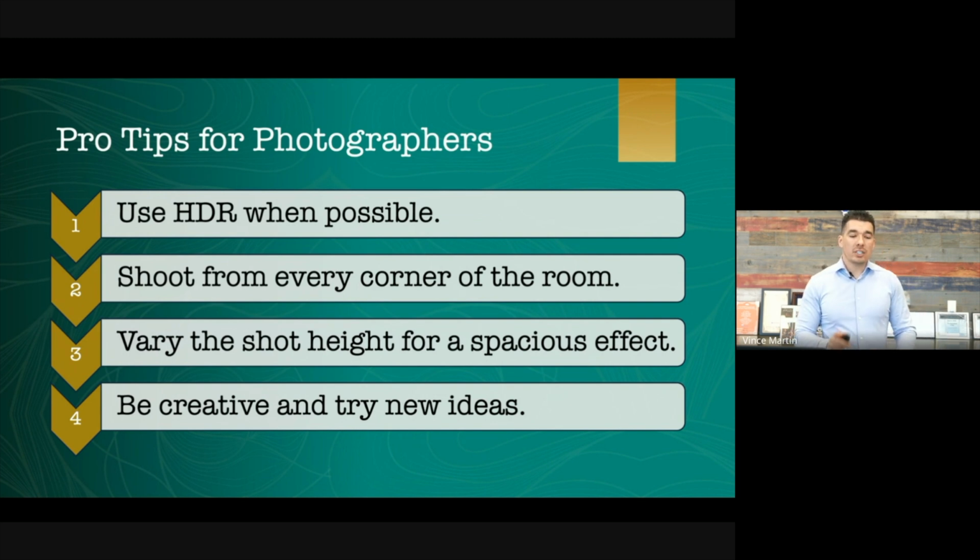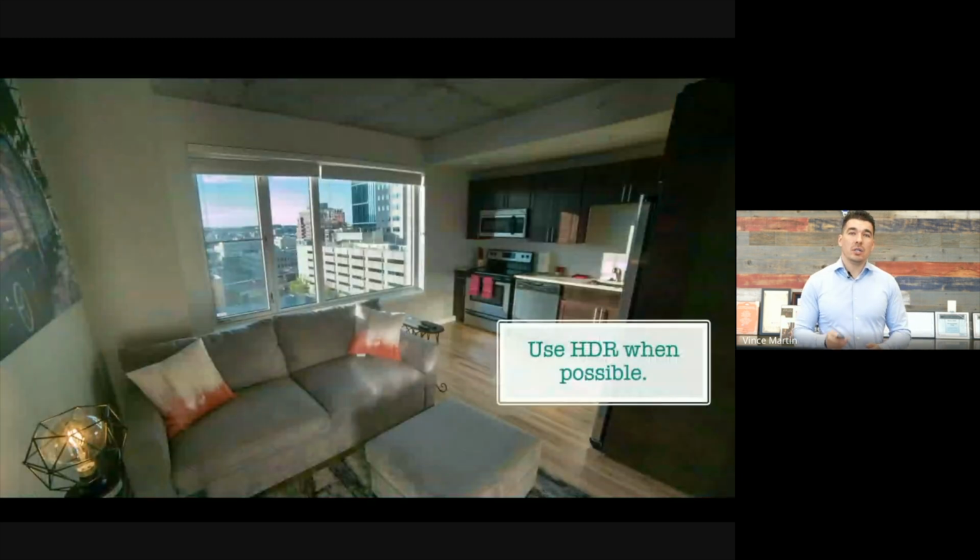You want to vary the shot height and spaces for effect. You know, a lot of times photographers will come in and they'll shoot everything from the same tripod height, and that looks very, very boring when we're going through that photo gallery. So we want to make sure that we're able to play with different variations of that, and be creative and try new ideas. You know, don't turn your photographer into a robot. Let them use their creative juices to bring new ideas to your photo gallery.